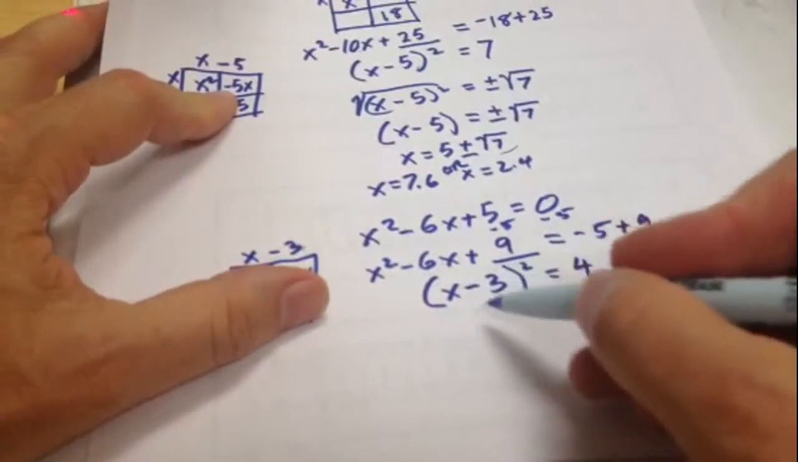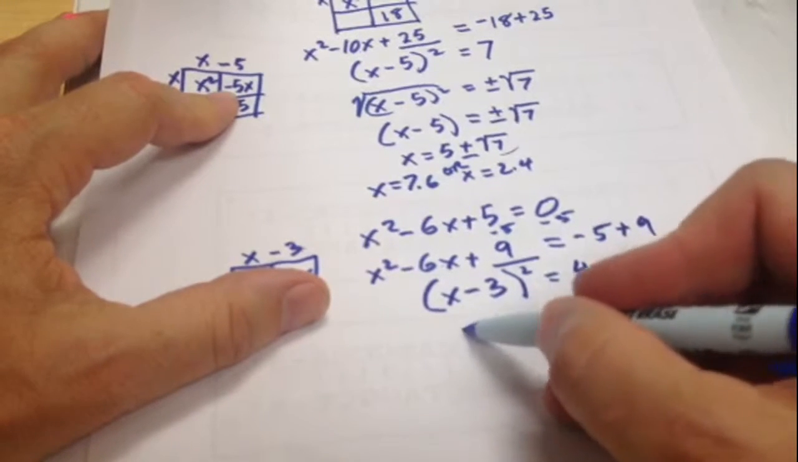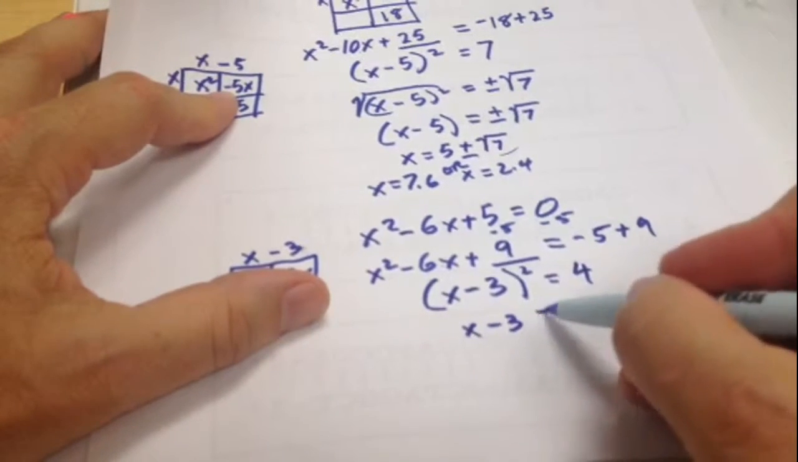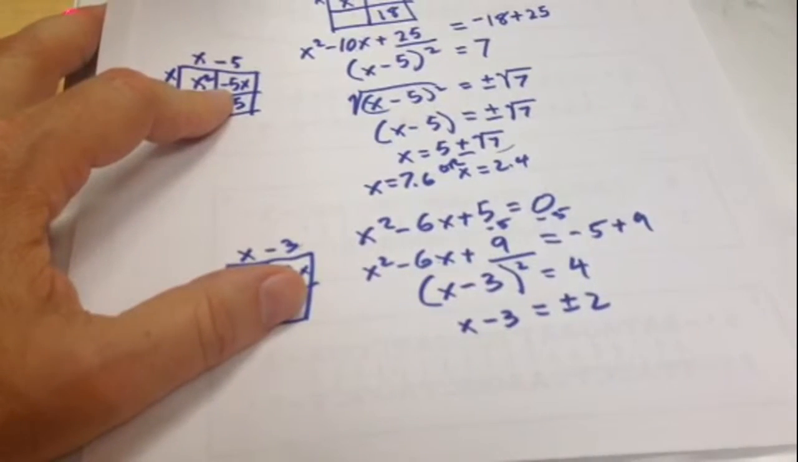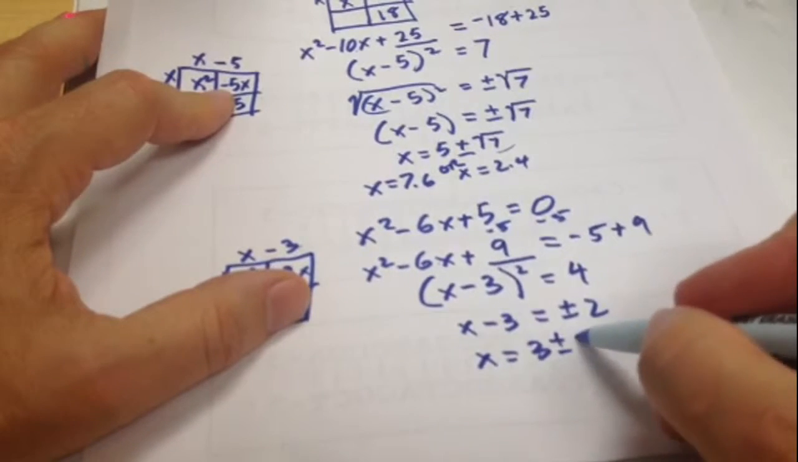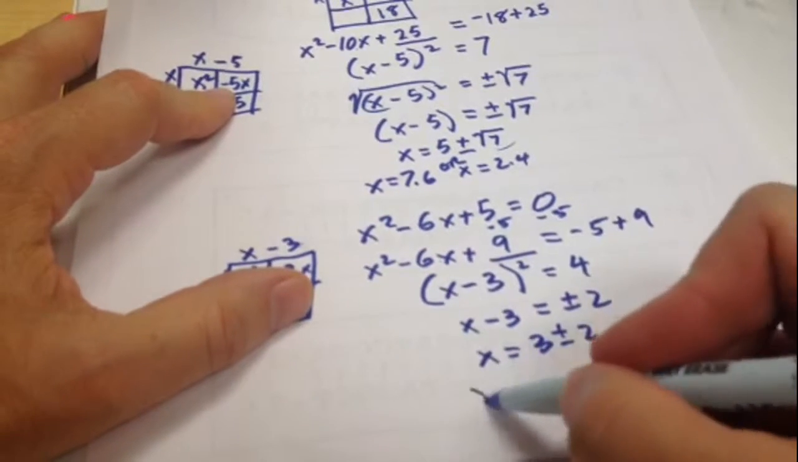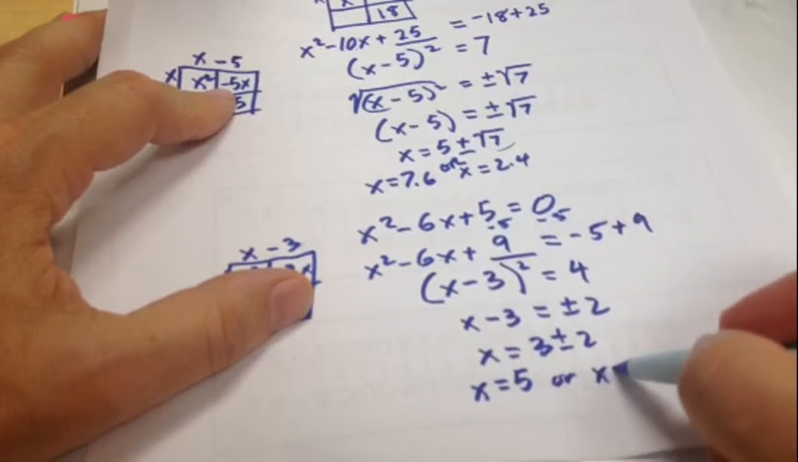So we take square root of both sides. Square root of both sides without actually showing the square root is x minus 3 equals plus or minus 2. I just took the square root of both sides, didn't show that step. Add 3 to both sides. 3 plus or minus 2. That means x is equal to 5, or x is equal to 3 minus 2 is 1.